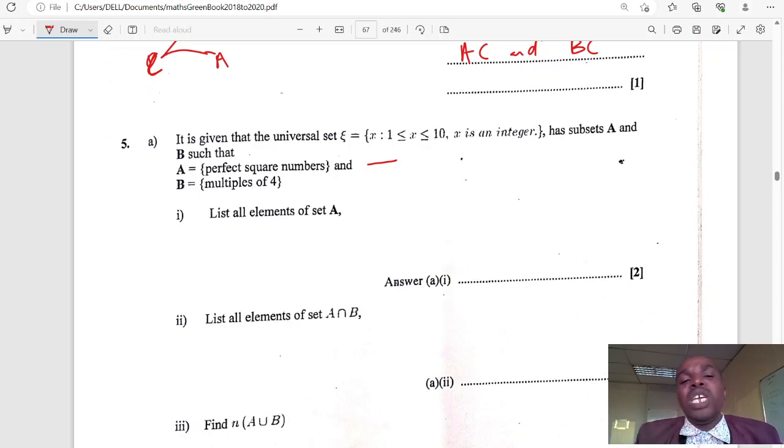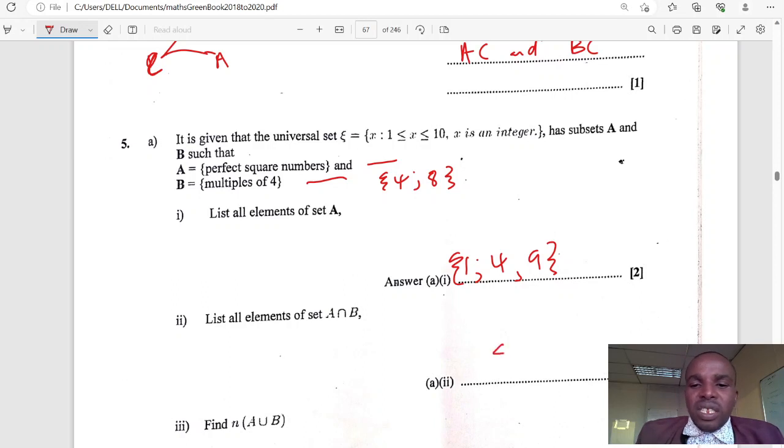Why? Because there is 'or equal to'. So there is 1, there is 4, and there is 9. These are the perfect squares in the range. Right. Then next, multiples of 4, that's B. So set B, we have 4 itself, and we have 8. These are the multiples of 4 in the range. That's set B.